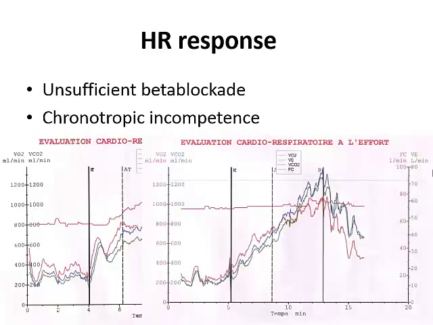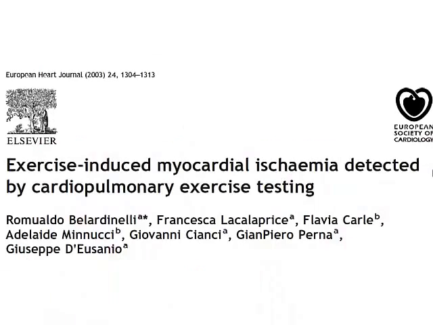On the other side, you have a patient here with a clear chronotropic incompetence, but he has the same peak VO2 as the previous patient.